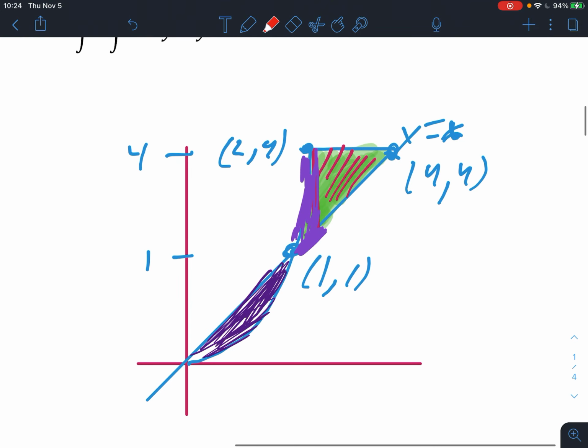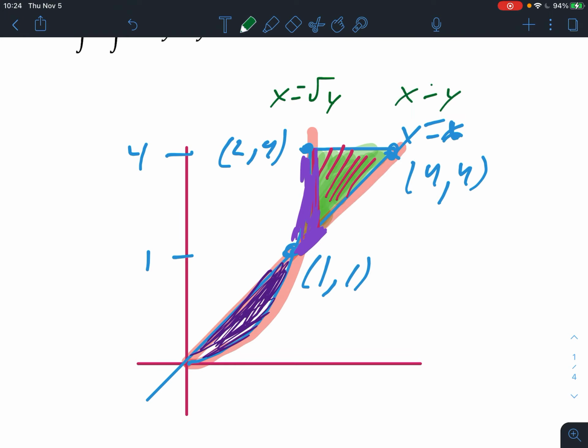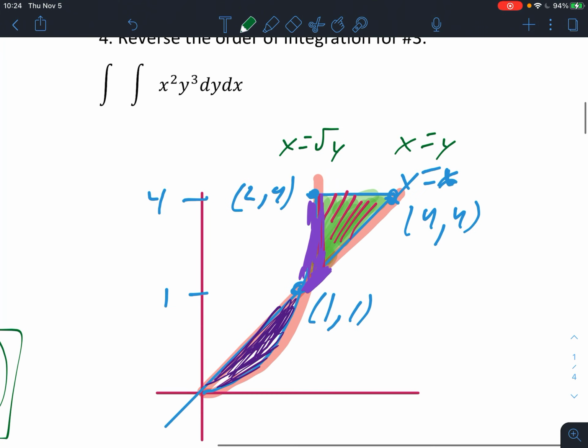So this one right here is x equals root y, and this one right here is x equals y. Okay, x equals y is the same thing as y equals x. And if we square both sides of this first equation, we get x squared equals y. All right, so now if I want to rewrite the bounds here, I'm going to need to split this up a little bit in order to do this properly, okay?